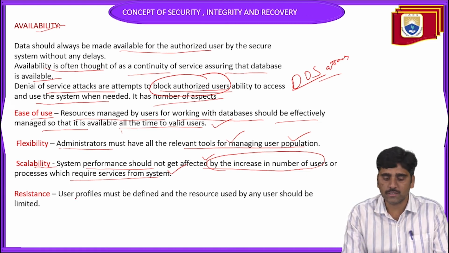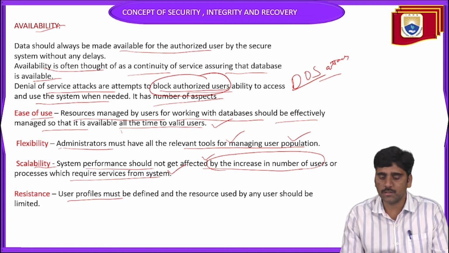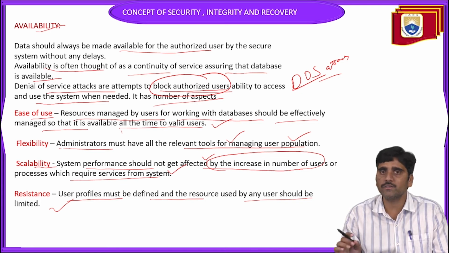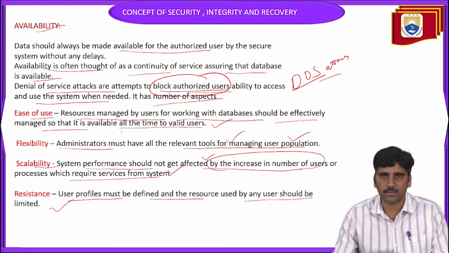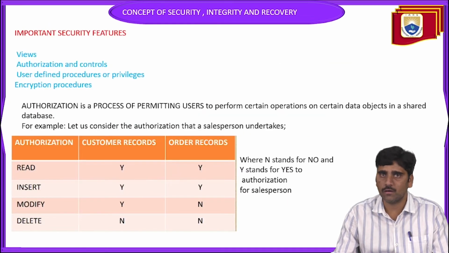And next one, resistance. User profiles must be defined, and the resources used by any user should be limited. Resistance is nothing but the users having some limitations to access all the data. By providing some permissions or limitations, the user is restricted from accessing particular databases. This is called availability.